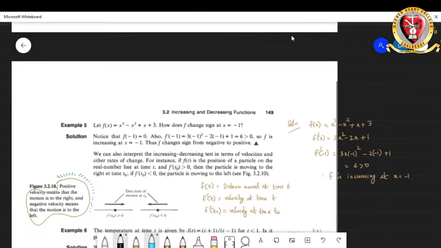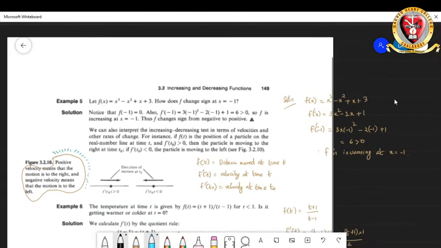Now example 5 gives us the function f of x is equal to x cube minus x square plus x plus 3. So f dash of x is equal to 3x square minus 2x plus 1. Okay, we have to find the behavior at x is equal to minus 1. So find f dash of minus 1.